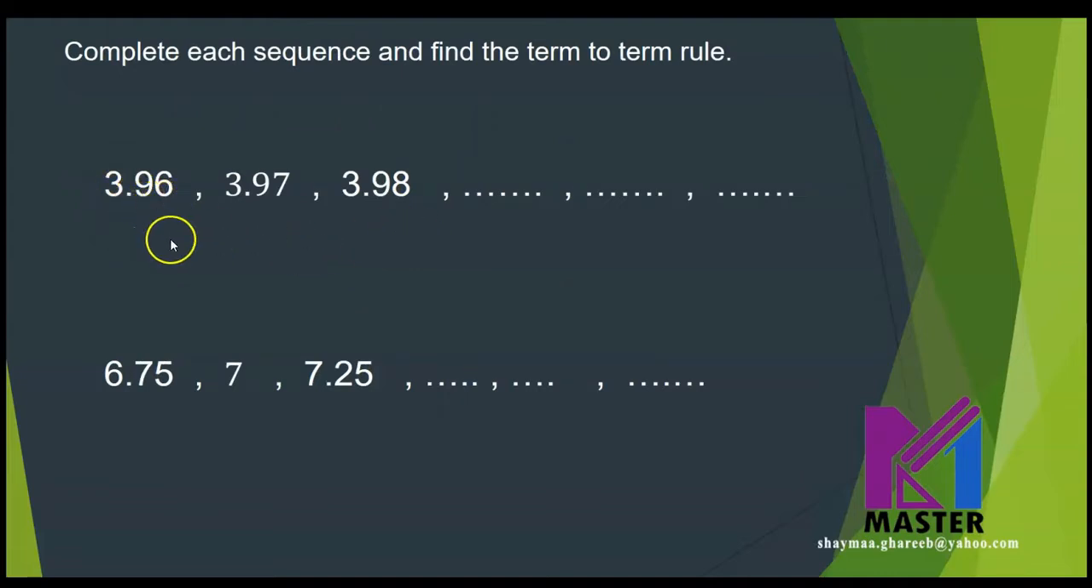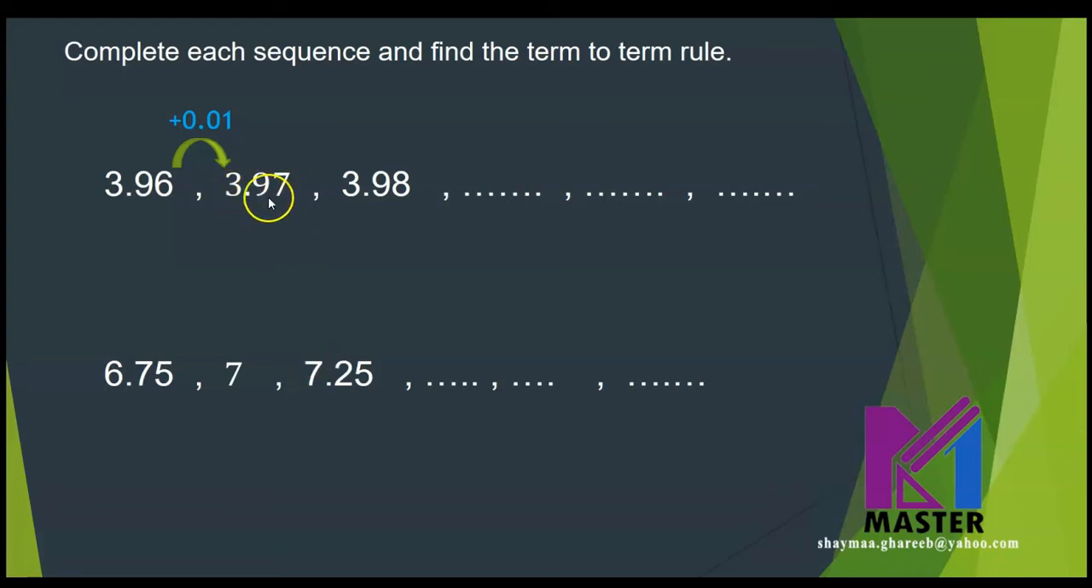3.96. Now look at these numbers. It has 2 decimal places. Let's check what's going on in this sequence. 3.96 became 3.97, which means every time I add 1 hundredth. In the previous examples, we counted on and back by tenths. In these 2 examples, we are going to count by hundredths.